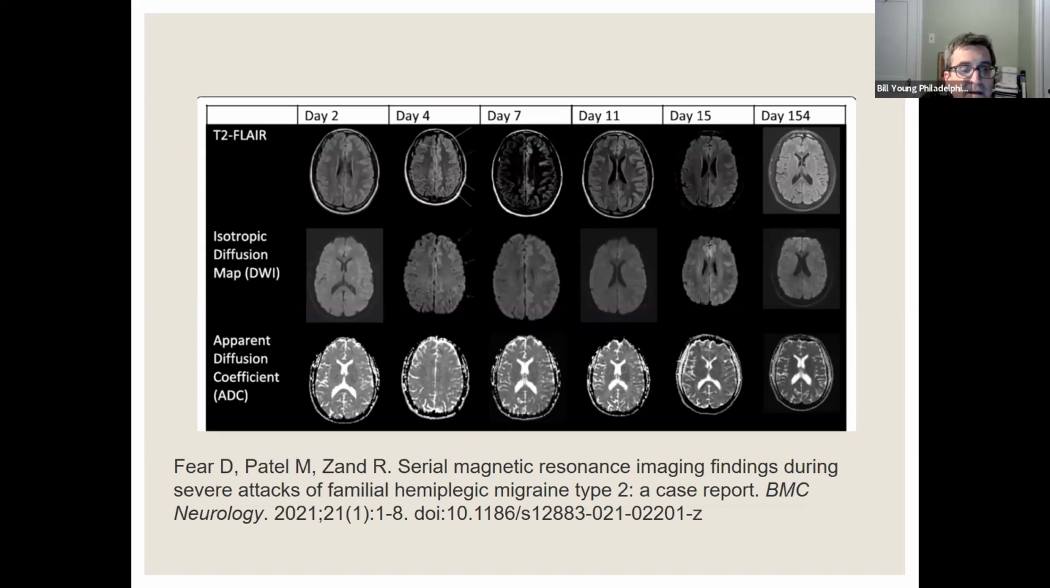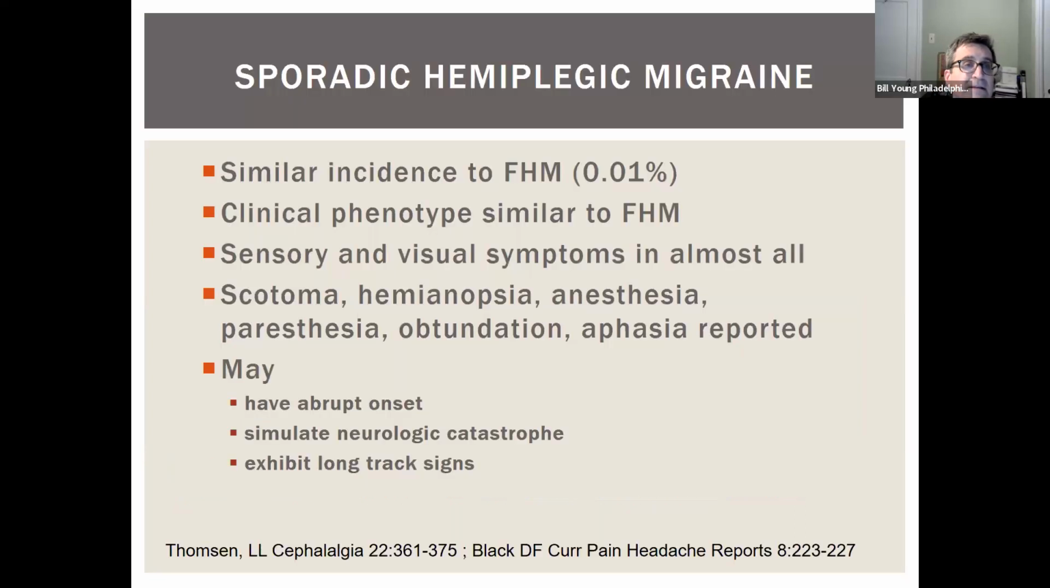And you can sometimes see this is another sort of MRI change during a migraine, familial hemiplegic migraine attack. They are showing these; it doesn't happen every time you have an attack. And it recovers, it's reversible, just like the aura.